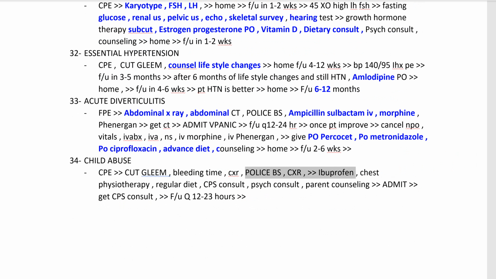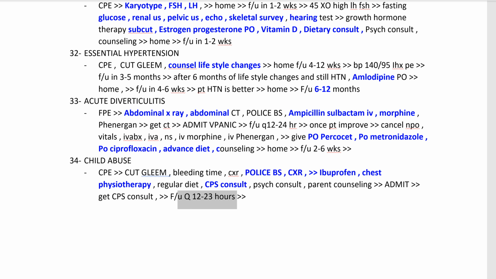Child abuse case, you want to do PoliceBS, give him ibuprofen for rib fracture, and get the child protective services consult. Wait for the consult and follow up every 12 to 24 hours. And that is it. That's a summary of this second part of the CCS. I think we'll do one more session tomorrow, and hopefully we'll be done with everything, okay?